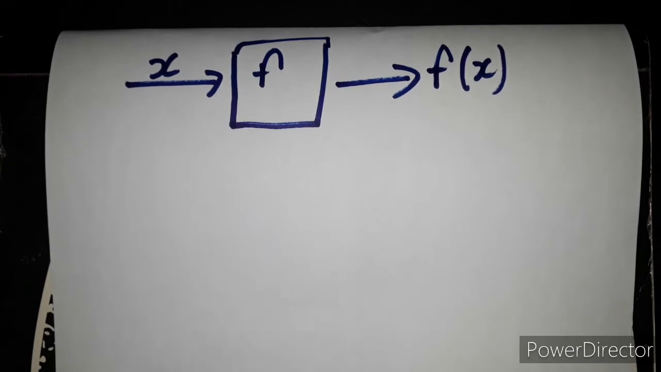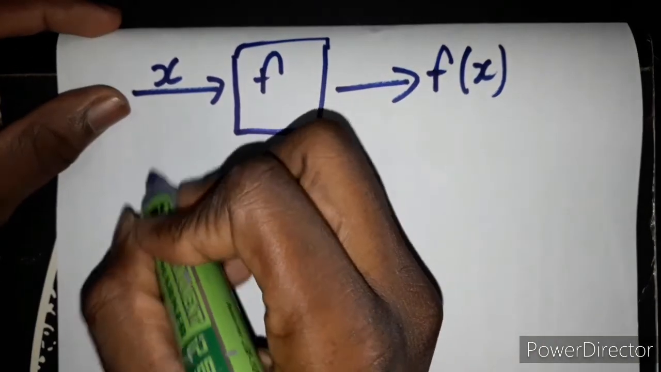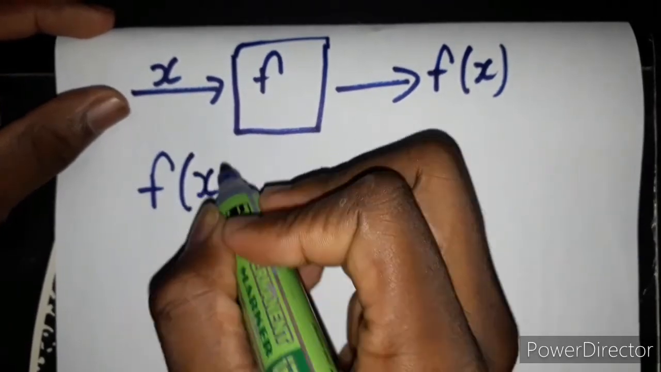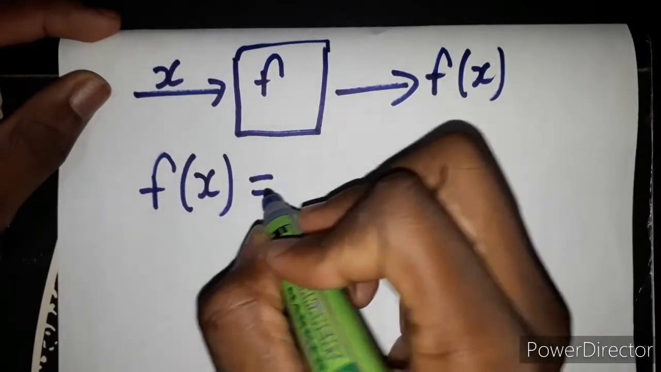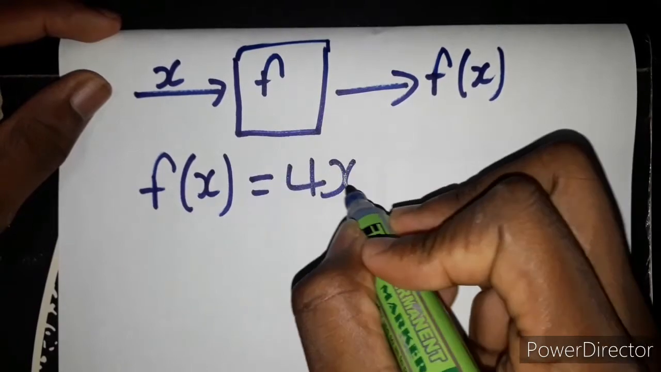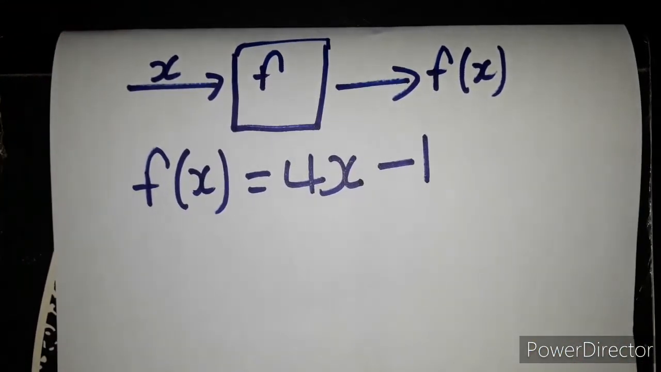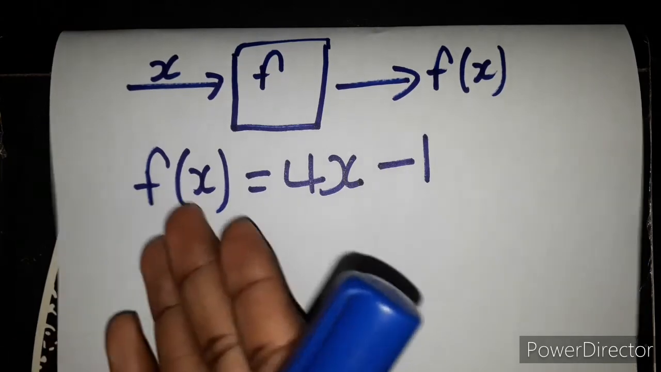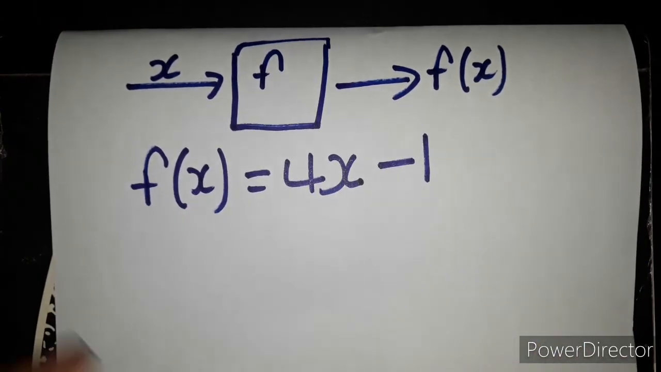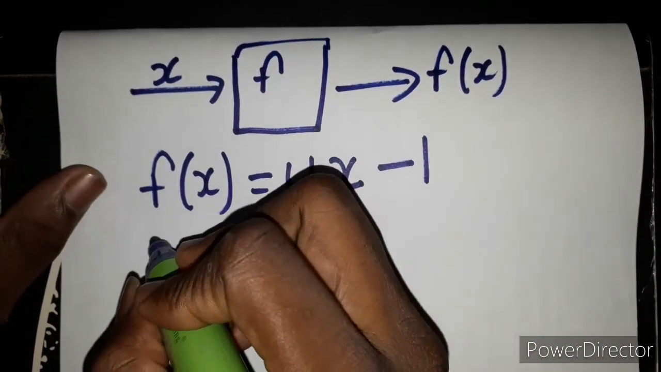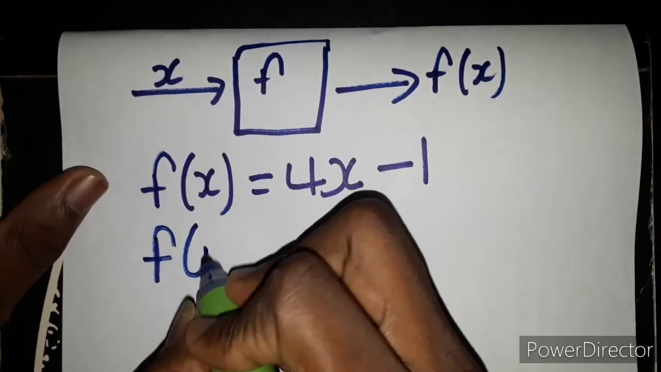Now let's go straight into a very simple example. Now we have the function f of x, that is how this is read. f of x is equal to 4x minus 1. Now this 4x minus 1 is the definition of this f of x. That is the function. And let's just say we want to find the value of f of 1.